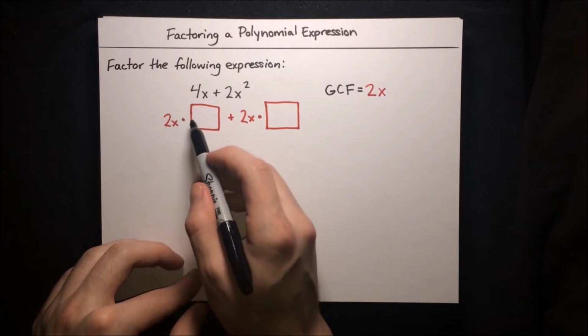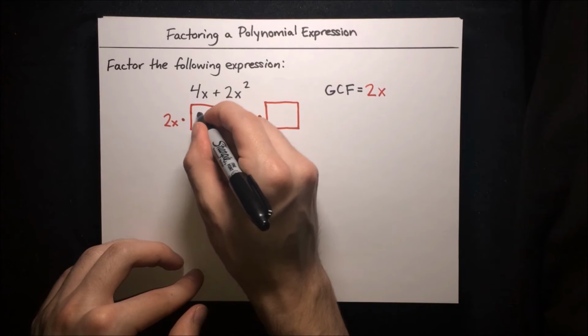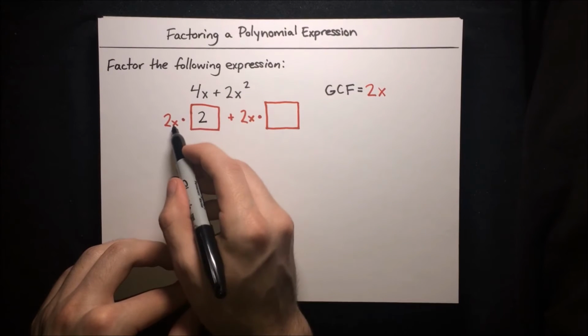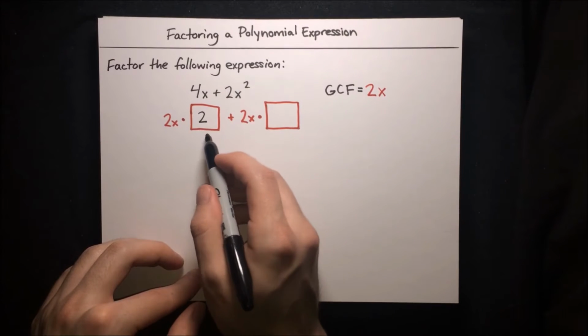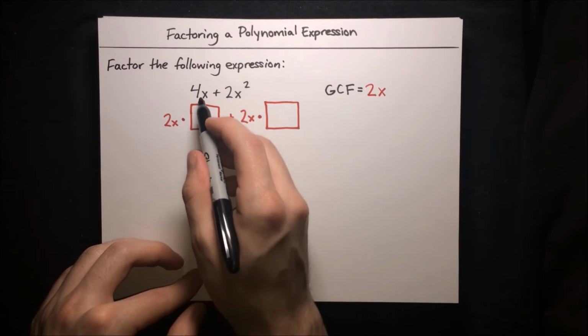Well, 2 times 2 makes 4, so we need a 2 in there. And then x, that's already included in the 4x. So all we need is 2. 2x times 2 makes 4x.